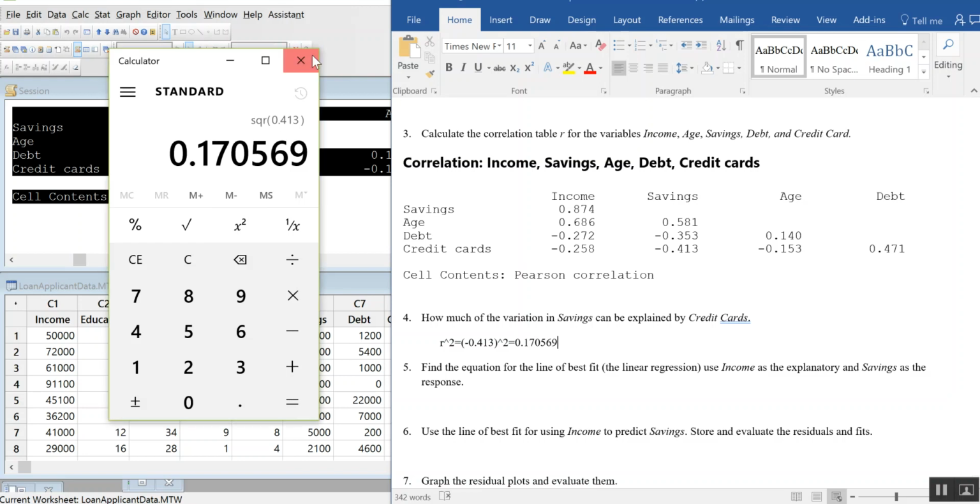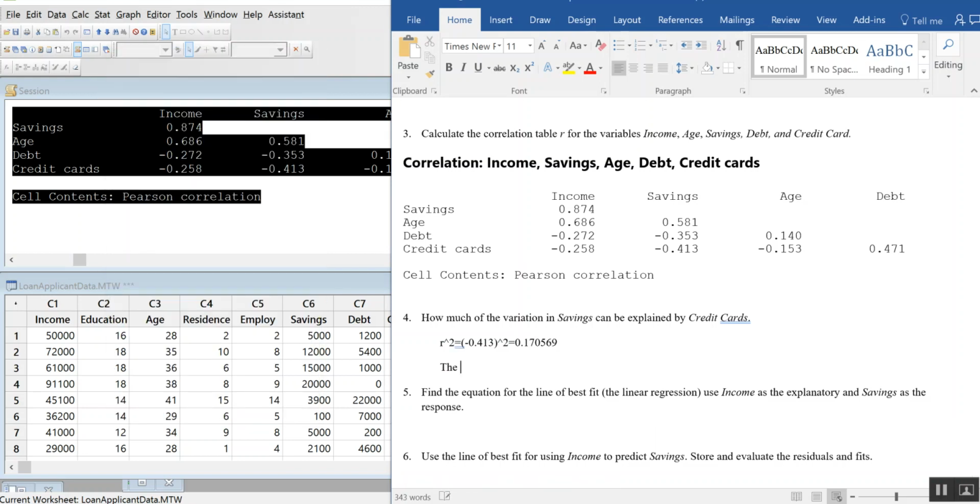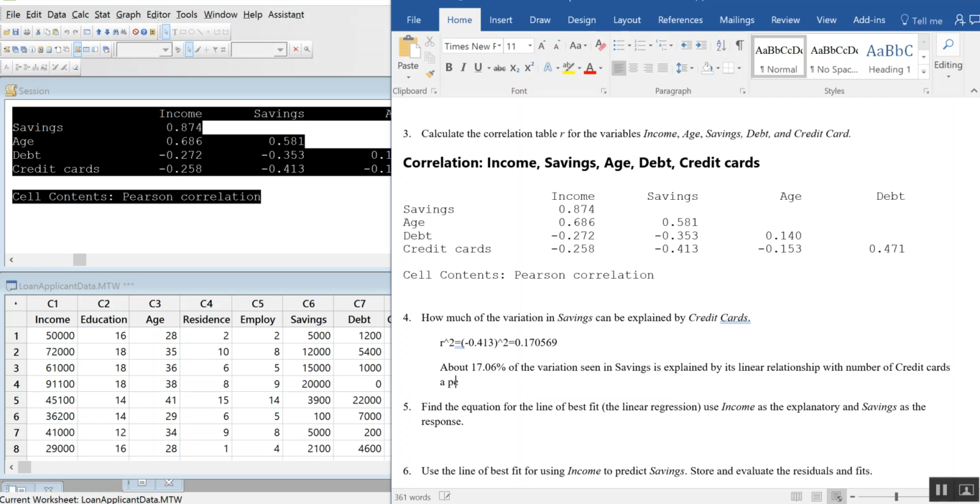0.0706. Cool. So if I were to describe this, I would say about 7.06% of the variation seen in savings is explained by its linear relationship with the number of credit cards a person has. So as you look at this, that's what it's telling us.